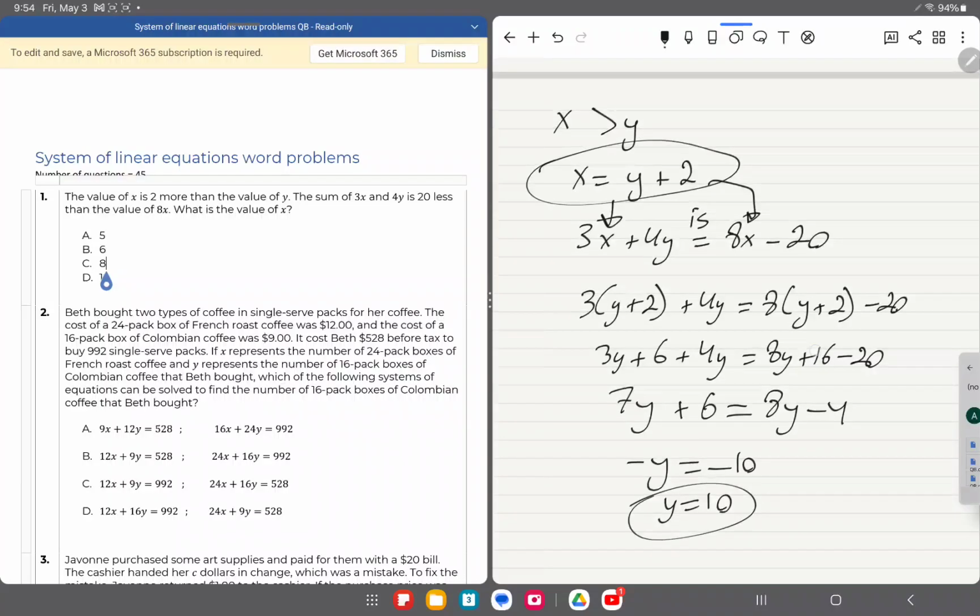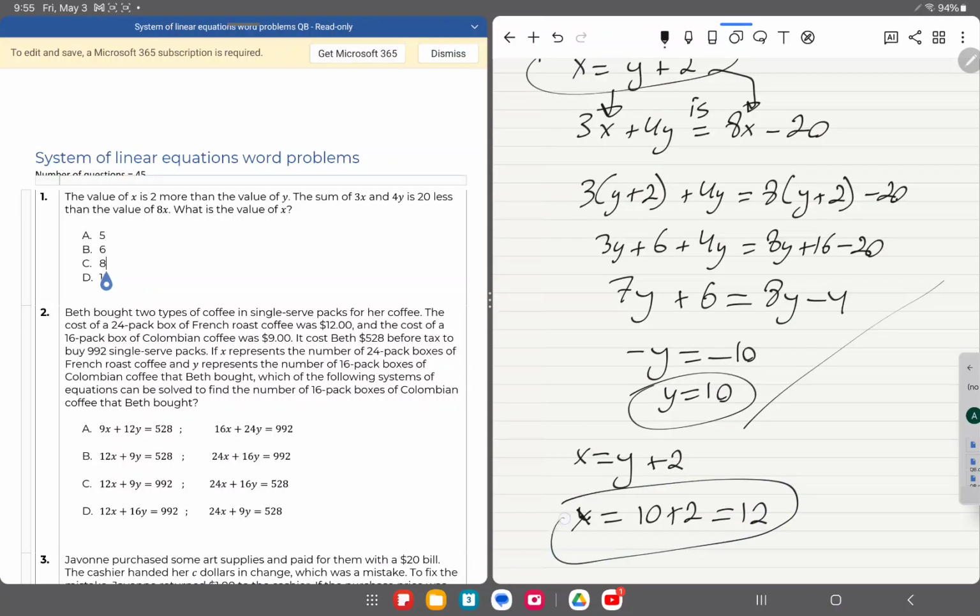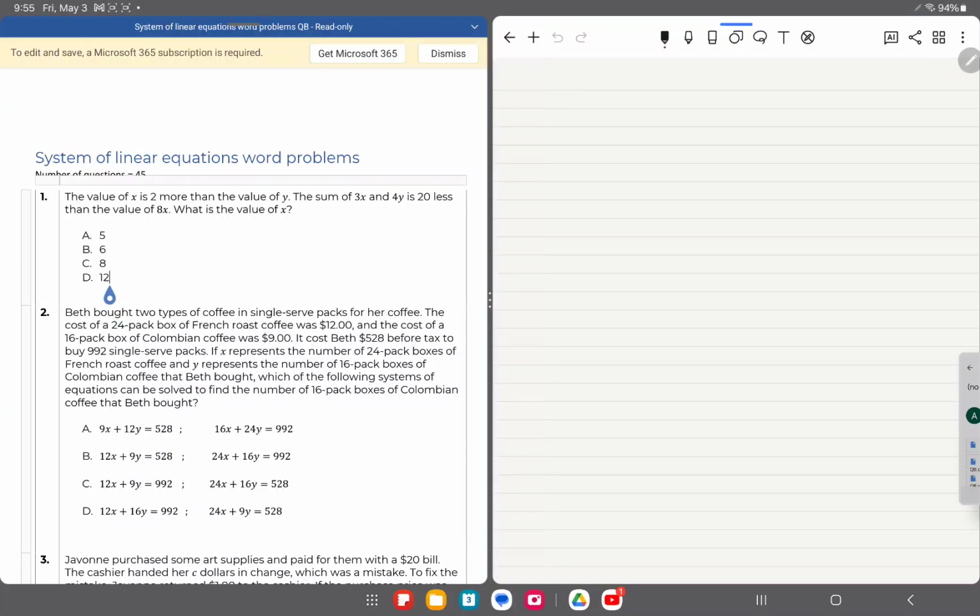But they're not asking for y, they're asking for x. So I'm going to have to solve x is equal to y plus 2, x is equal to 10 plus 2, which is 12. So the correct answer is D. Now let us go for number 2.